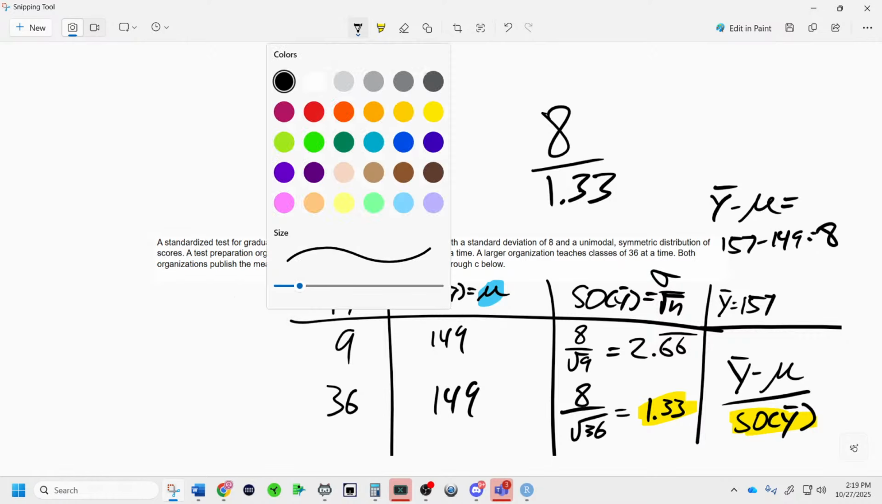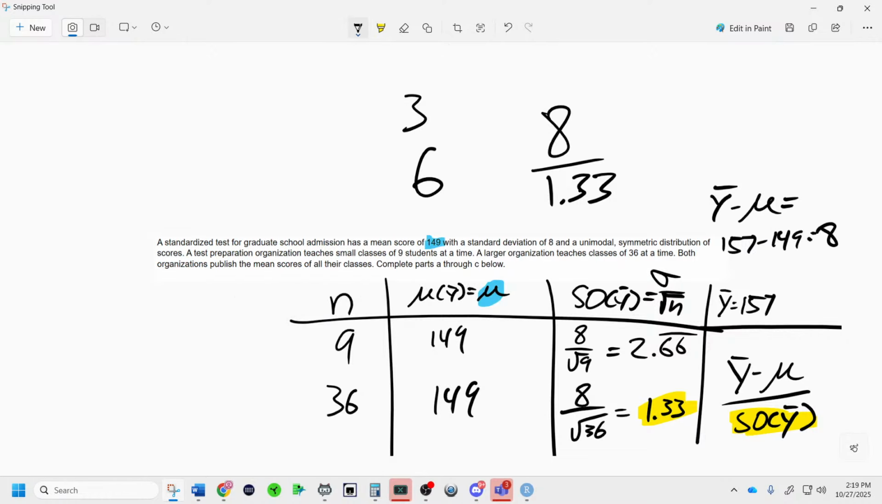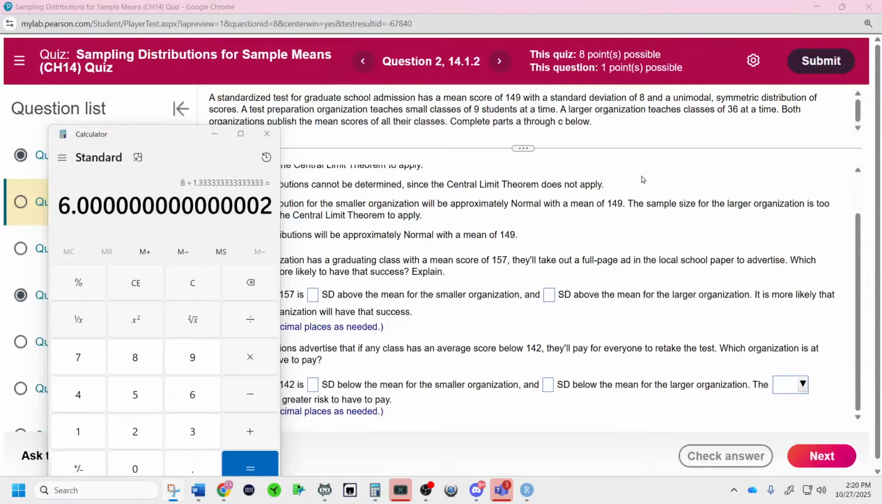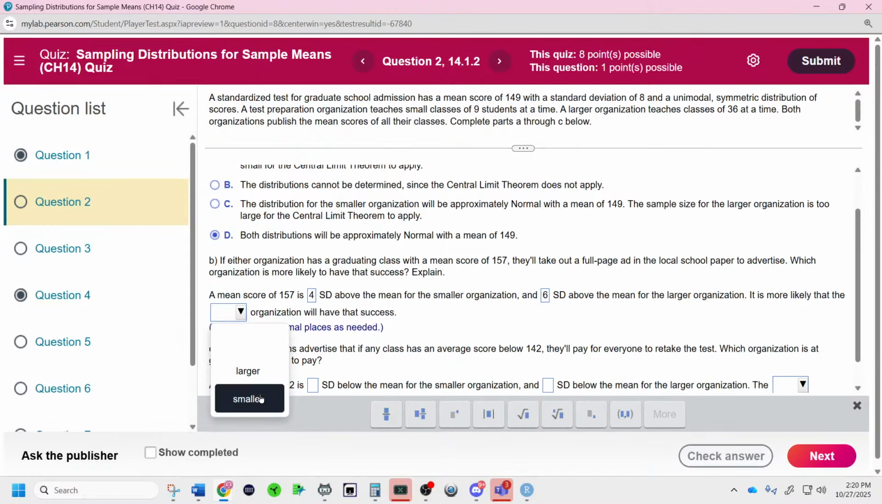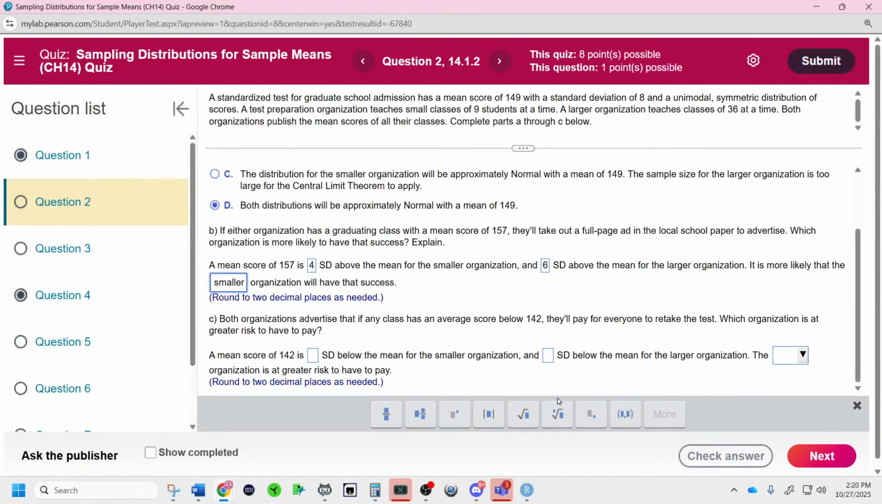So 6 and 3. So 3 is less unusual because 3 is over here and 6 is way off the curve. You can't even see 6 on the curve. So 3 would be less unusual, and that was for the smaller class. When we plug in the numbers, they had a z-score of 3. So for the smaller class, it would be 3 standard deviations above. For the larger class, it would be 6, making the smaller class more usual. They're more likely.